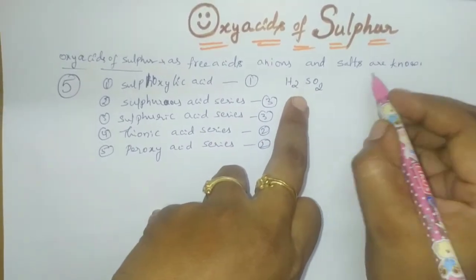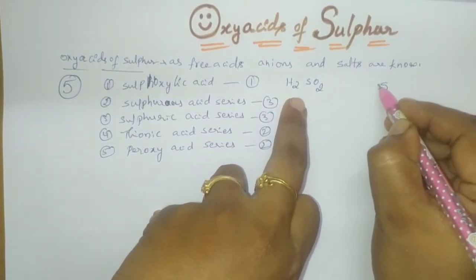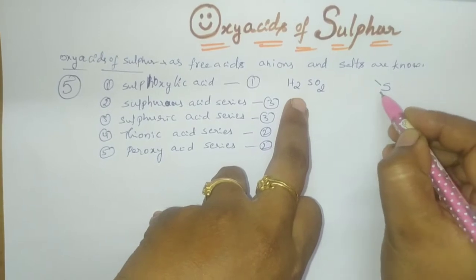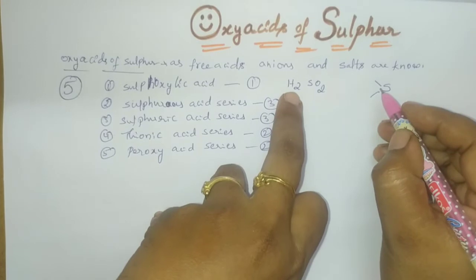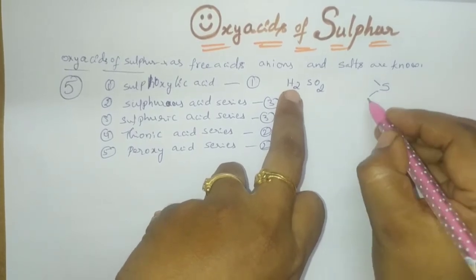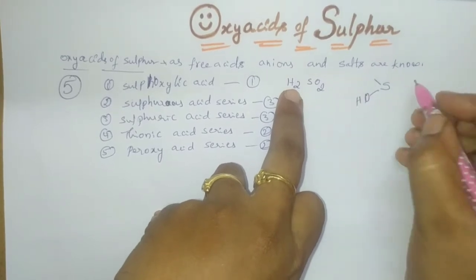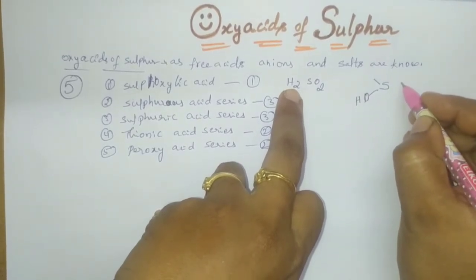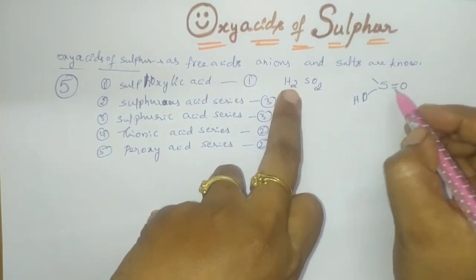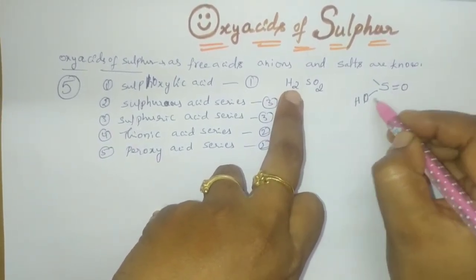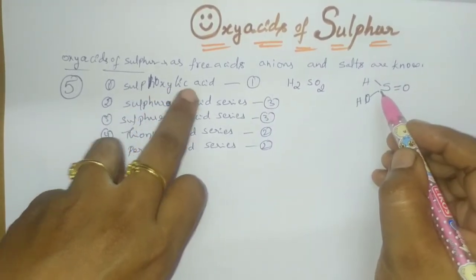So for sulfoxylic acid structure, what is the formula? H2SO2. So the structure of H2SO2 is sulfur forming 4 bonds, we know. How many OH are here? How many H's are here? 2. So here OH, here double bond O, remaining is H. This one will be the structure for sulfoxylic acid.